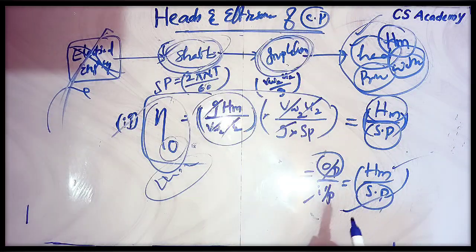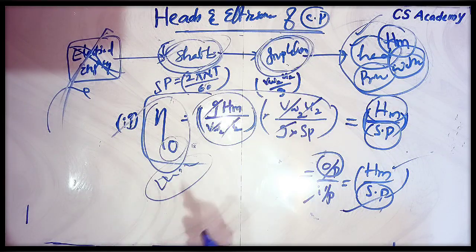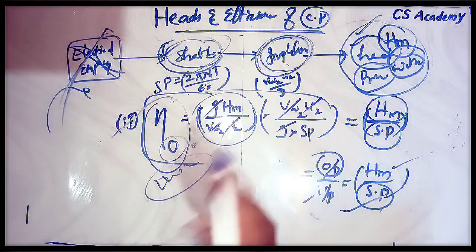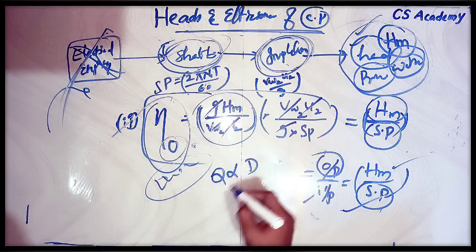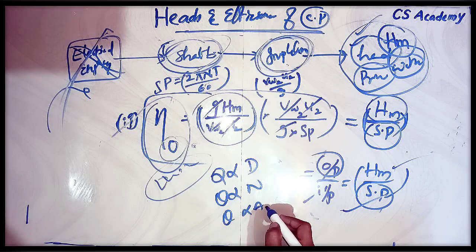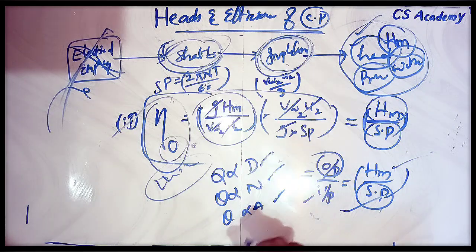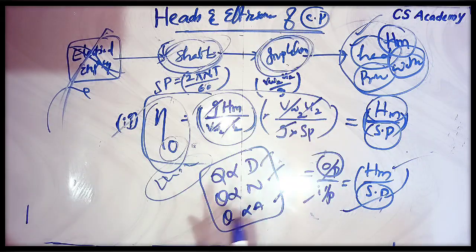That's it only. These are the three types of efficiencies in centrifugal pumps. I hope you got the different types of heads and different types of efficiency of centrifugal pumps. In the next session we will discuss the relation between Q and D, between Q and N, and between Q and area. All these things we will discuss in the next session. These are very important topics in centrifugal pumps for APPSC and all other exams also.